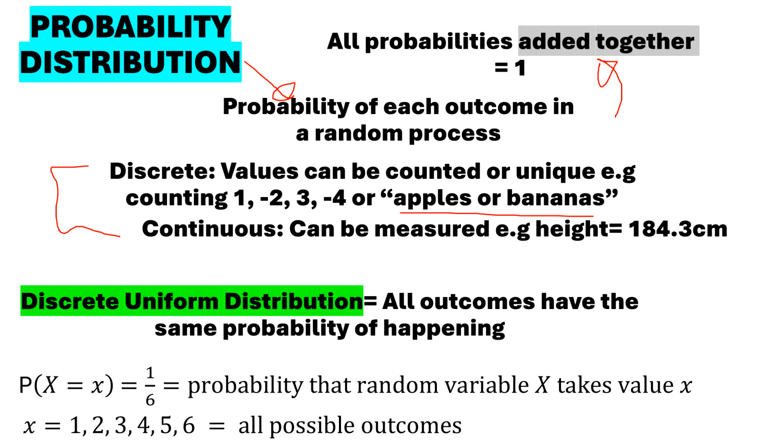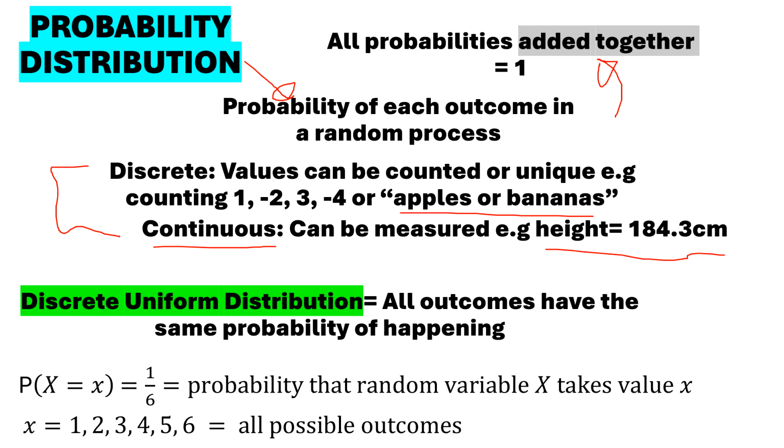So there's no decimal places here. Okay, well, yeah, there's no decimal places, there's no measuring. In continuous, there's measuring. So height, for example, can be in decimals, and it's in centimeters. Okay, it's measured, it's continuous.